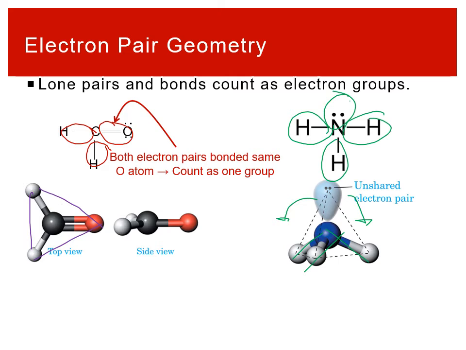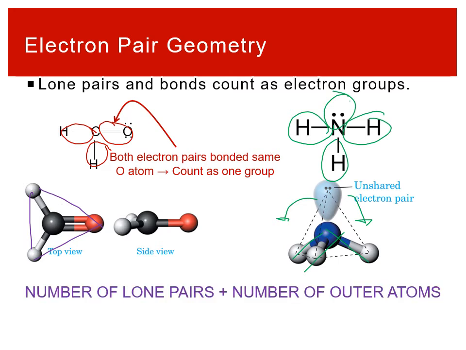So the underlying mechanism of how we diagnose shapes and all that stuff is to take our Lewis structure and count electron groups. The number of electron groups is always going to be exactly equal to the number of lone pairs plus the number of outer atoms.